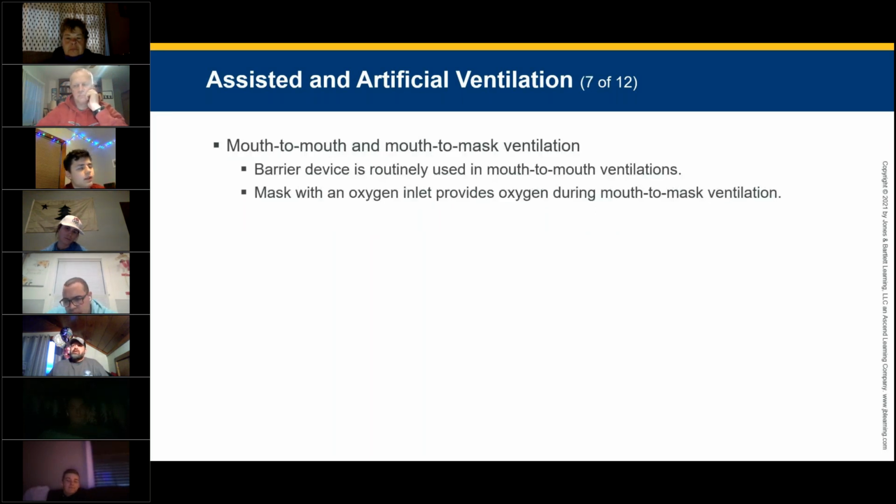Mouth-to-mouth and mouth-to-mask ventilation. Typically, you're going to use a barrier device when you're doing this. A mask with an oxygen inlet provides oxygen during mouth-to-mask ventilation. Typically, these are not things that we're doing in the field. This would be more like you're out shopping and you witness somebody go down and you don't have all your tools. It's very rare that in the field you would do mouth-to-mouth on a patient that you don't know.